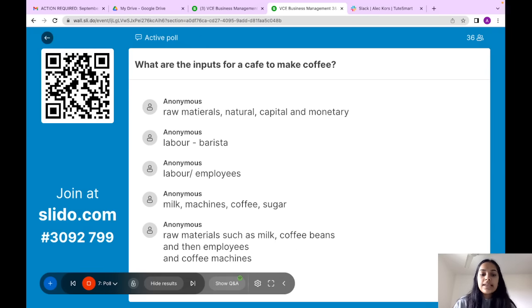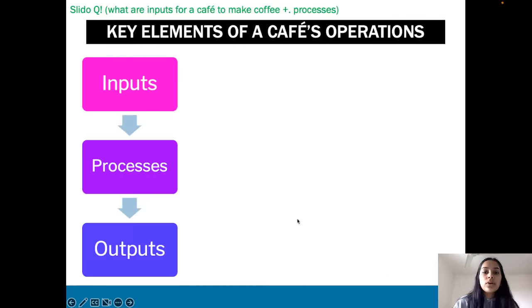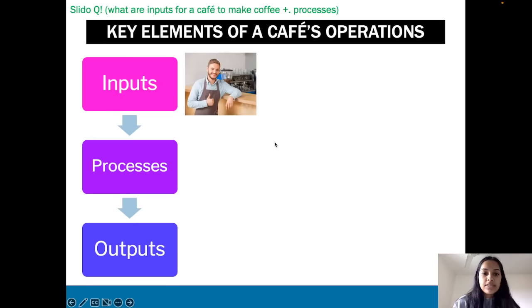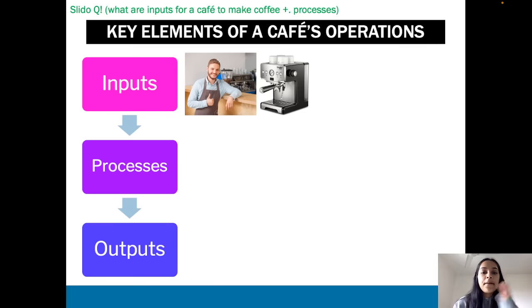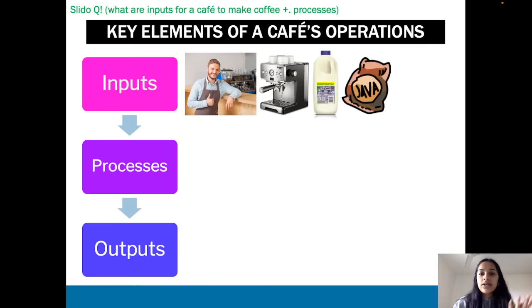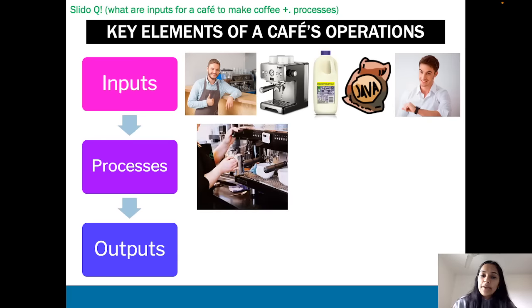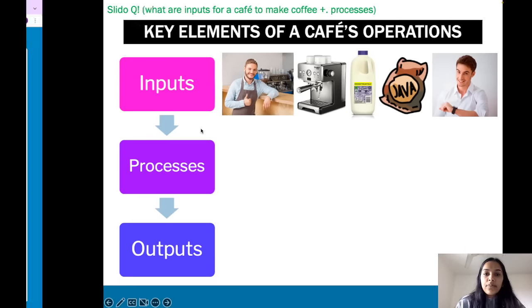Most of these are really good. Just remember when you're talking about inputs, try to be as specific as possible. Don't try to be general. Don't just say supplies, tell me what kind of supplies. But yes, we need the workers. Most of you identified this, so that was great. Machines, the milk, the coffee beans, or chocolate, depending on what sort of coffee they're making, but even time.